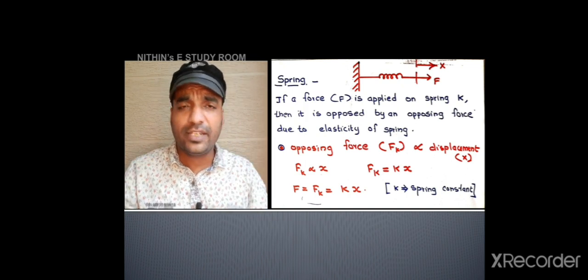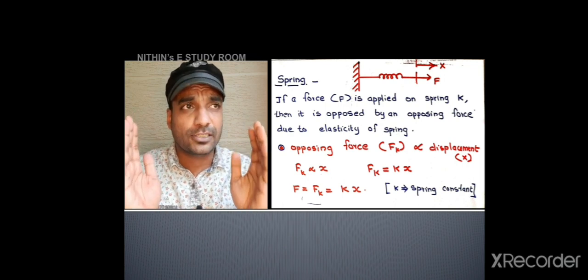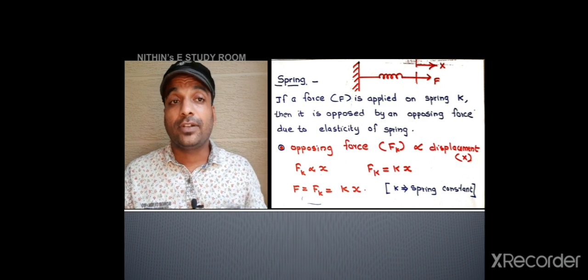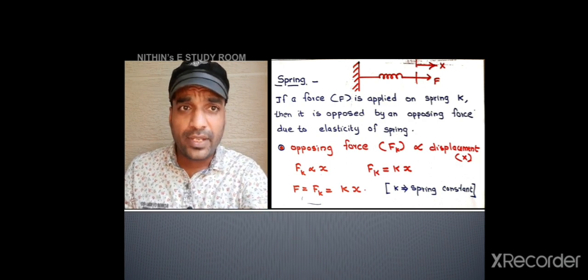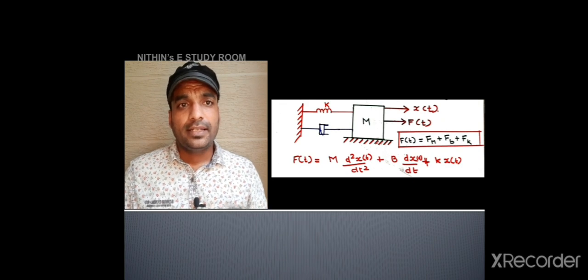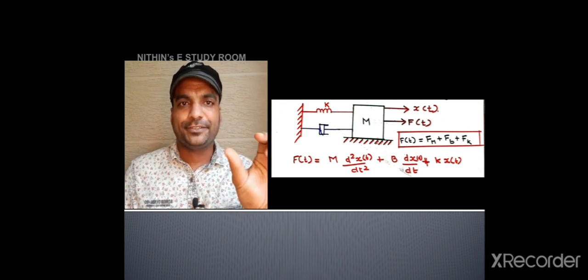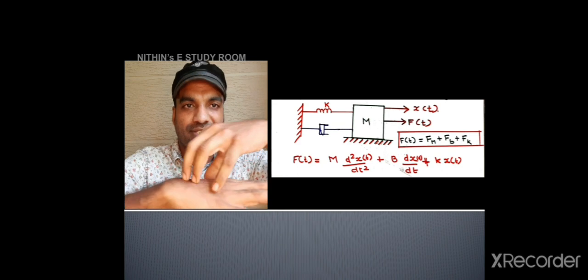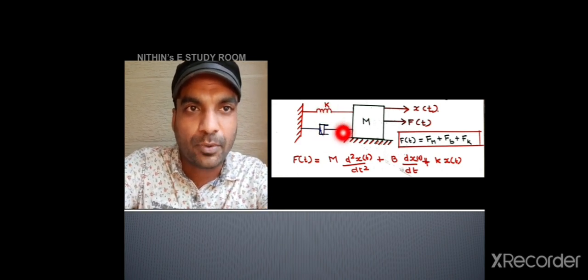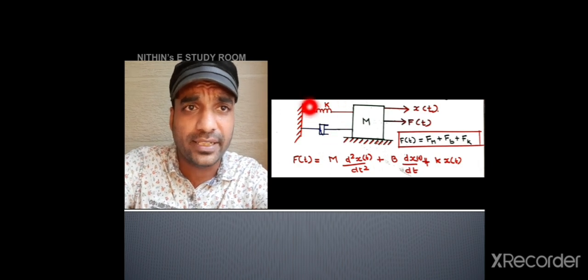Now, you have three forces. One is the force corresponding to mass, another is the force corresponding to friction, and the third is the force corresponding to the spring. We are combining these three things into a single figure. Now the mass is connected with a spring, and also the mass has a friction effect that is represented by a dashpot. You can see the dashpot here, it is the friction effect, and the spring is here.